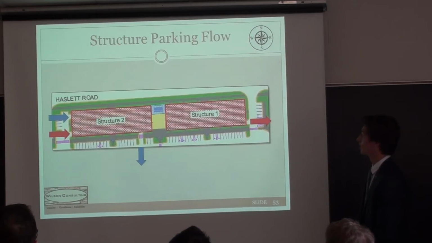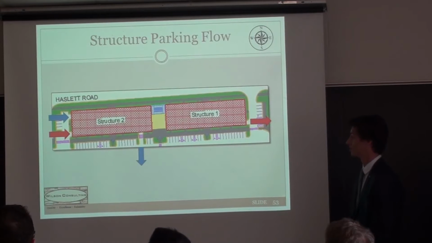Here's a parking flow of these structures. As you can see, we're coming from the parking lot, and the red arrow goes down into the basement level, and comes out over here, up and down ramps, and the blue arrows indicate structure 1's first floor parking entrance and exit.